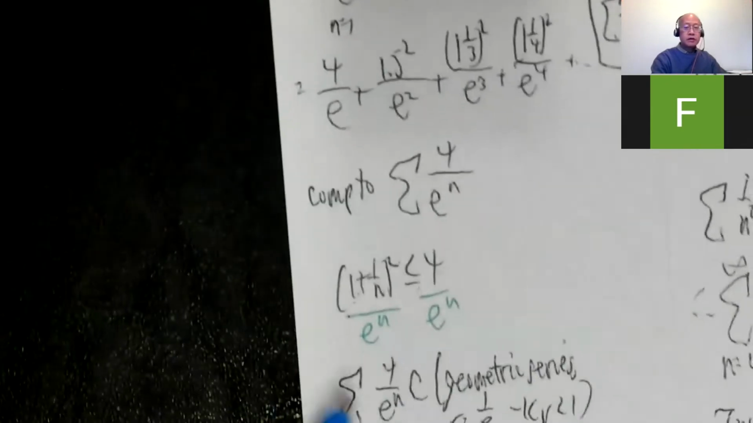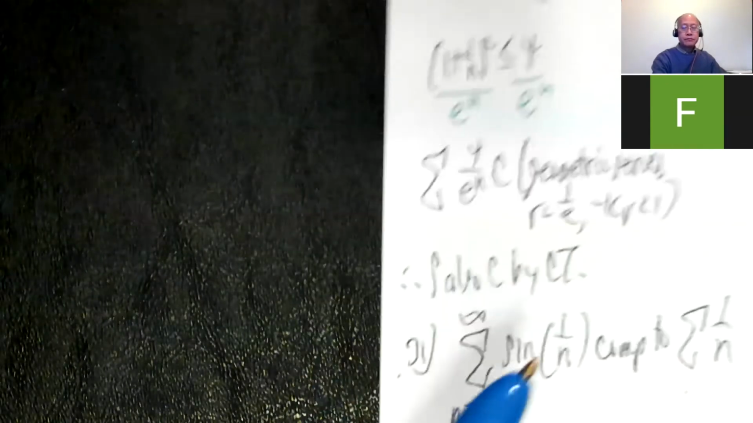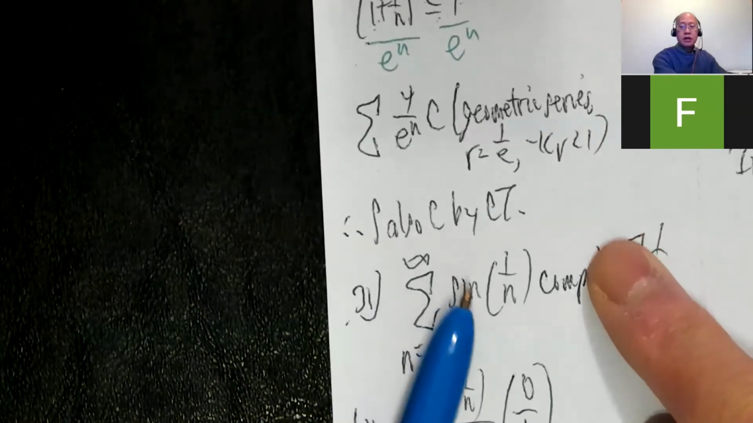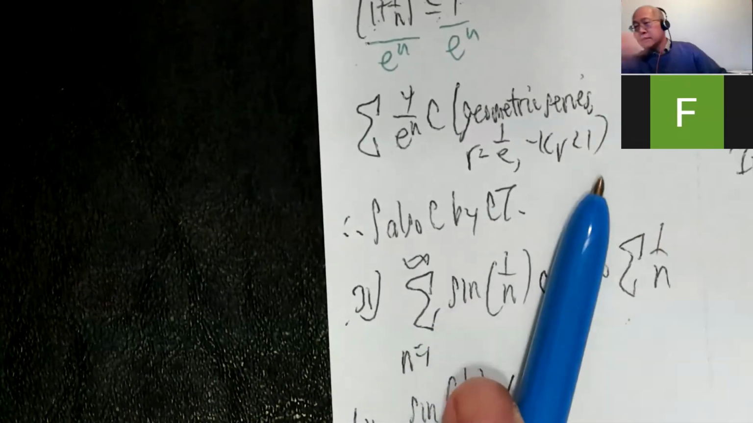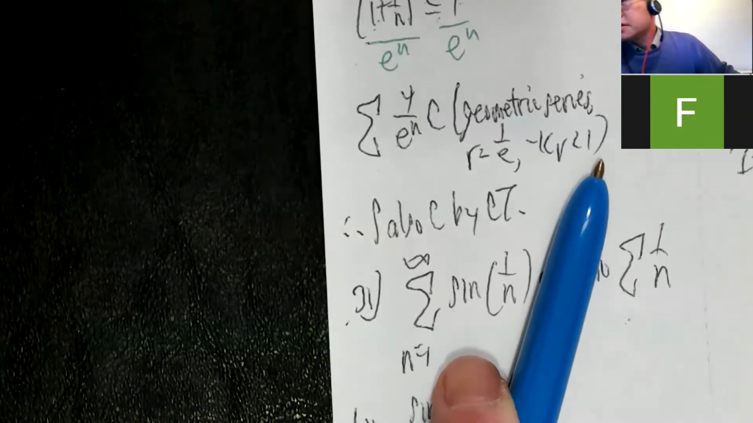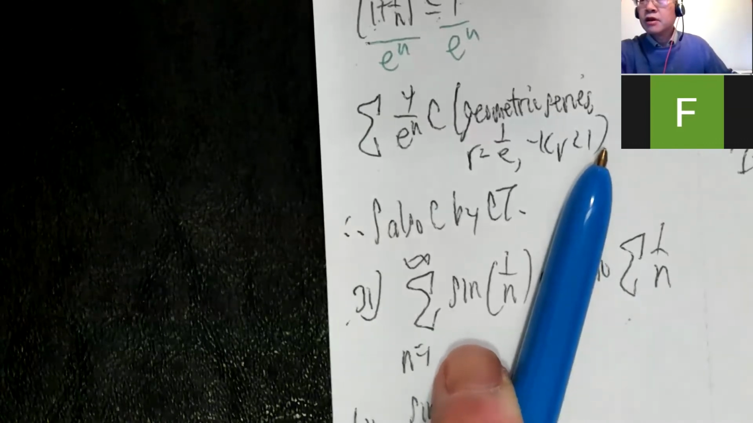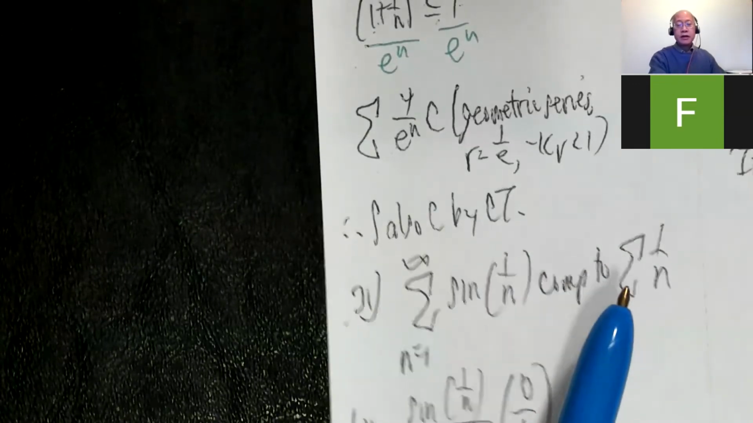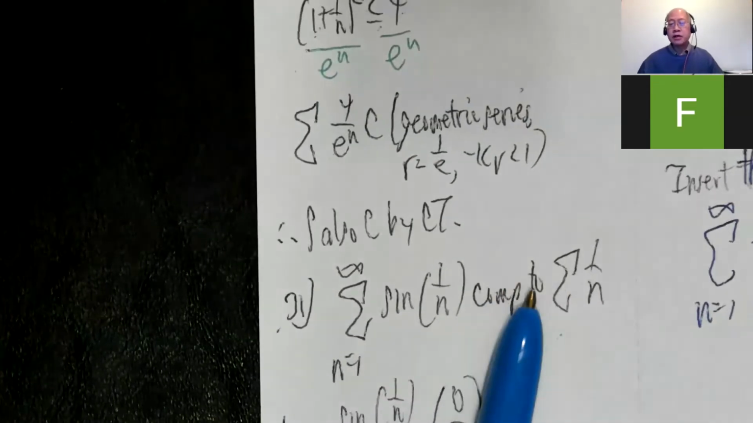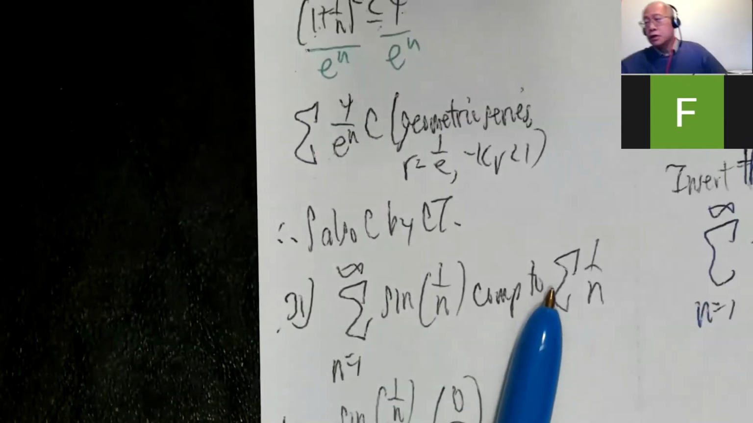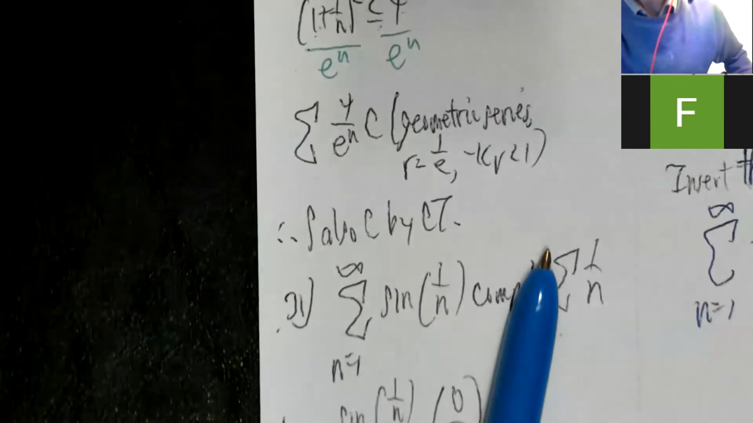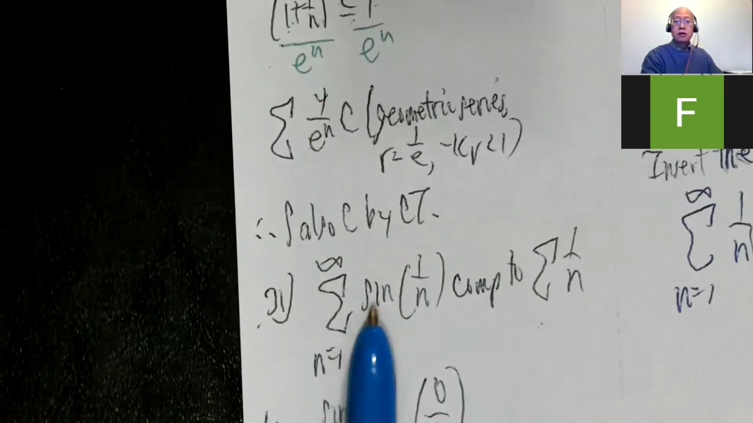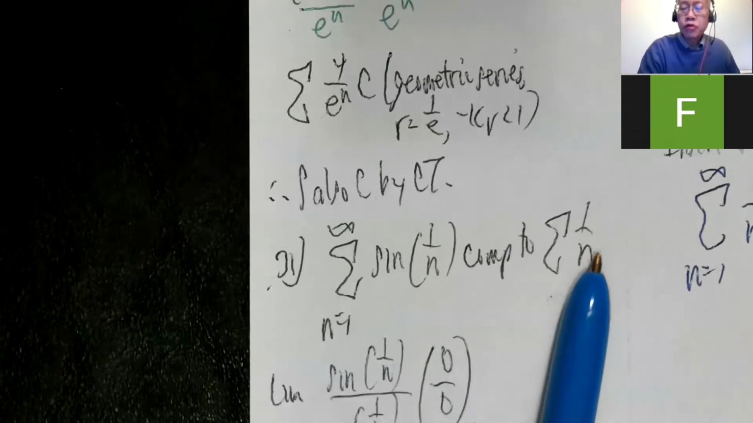Okay, 31. Summation n equals 1 to infinity of sine of 1 over n. Well, we don't know too much about that. We do kind of recognize 1 over n. That's our quote unquote famous harmonic series, which we know diverges. So why don't we just go ahead and make that comparison? Compare sine of 1 over n to 1 over n.